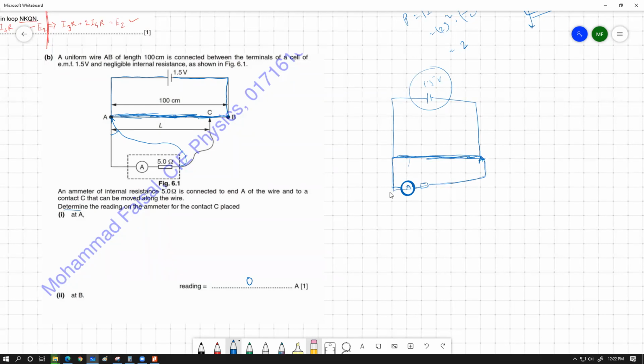And the total resistance of this branch, they haven't told us yet, have they? Is the full resistance of this wire mentioned anywhere? They haven't. But we know that the ammeter has a resistance of 5 ohm, which means 5 ohm is connected across 1.5 volts. So what will the current value be? V by R, 1.5 divided by 5 equals 0.3 ampere. That's basically it. Understood? Yes, sir.